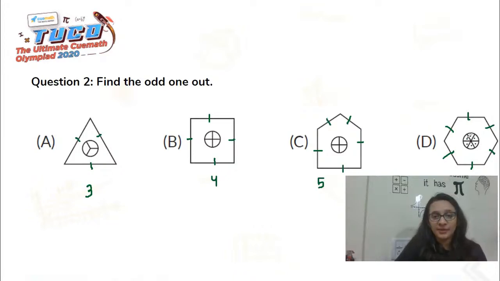So 3 of them have the outer shape having a certain number of sides, and those many parts are made inside the circle. Whereas only in option C, you would see that the outer figure is a pentagon with 5 sides, but the circle inside it has only 4 equal parts instead of having 5. So the odd one out here is option C.